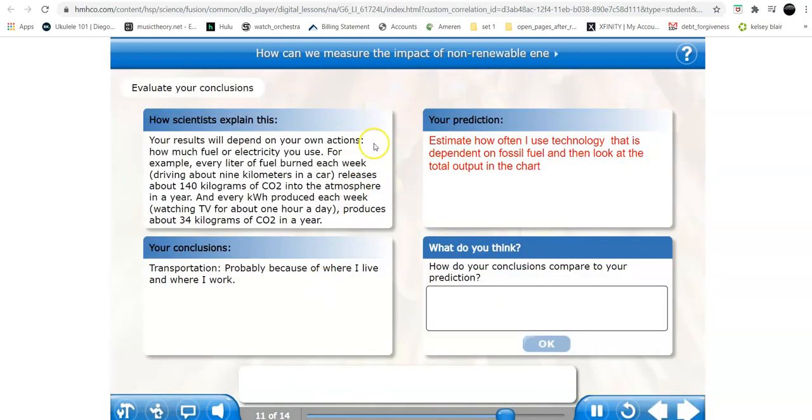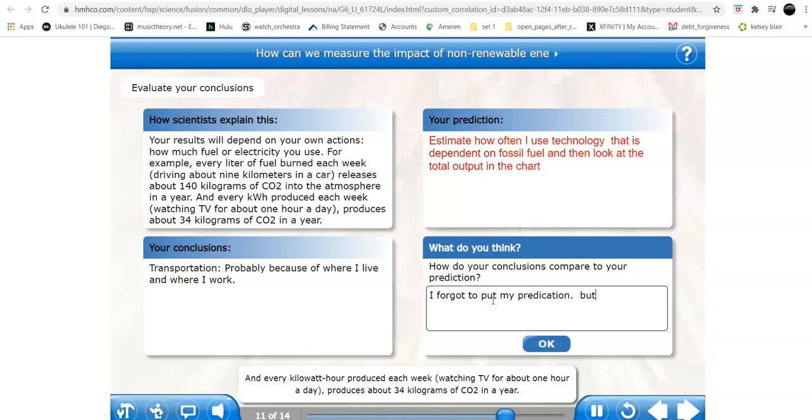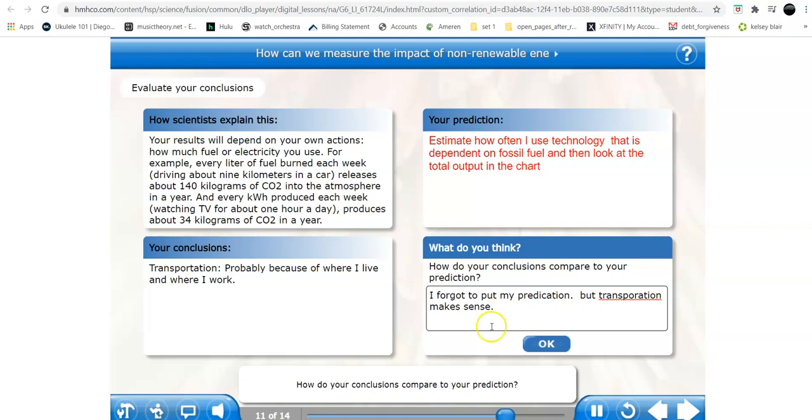Alright, clicked OK. Your results will depend on your own actions, how much fuel or electricity you use. For example, every liter of fuel burned each week, driving about 9 kilometers in a car, releases about 140 kilograms of CO2 into the atmosphere in a year. And every kilowatt hour produced each week, watching TV for about 1 hour a day, produces about 34 kilograms of CO2 in a year. How do your conclusions compare to your prediction?